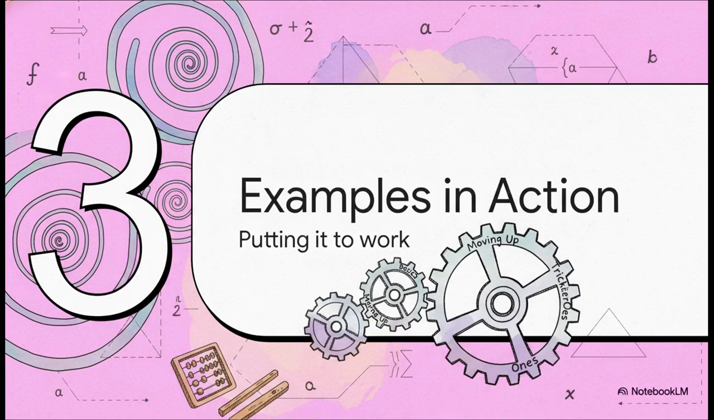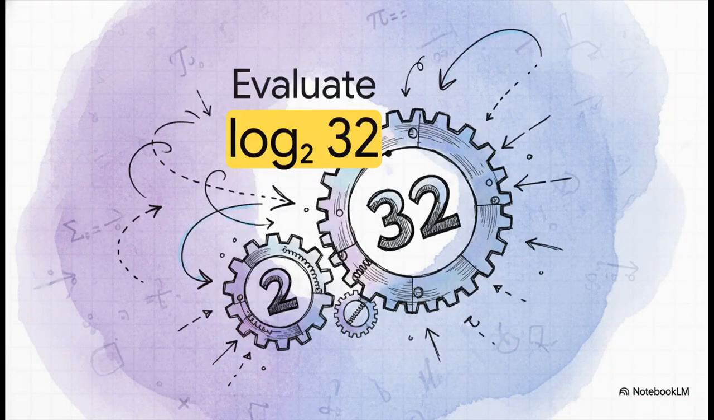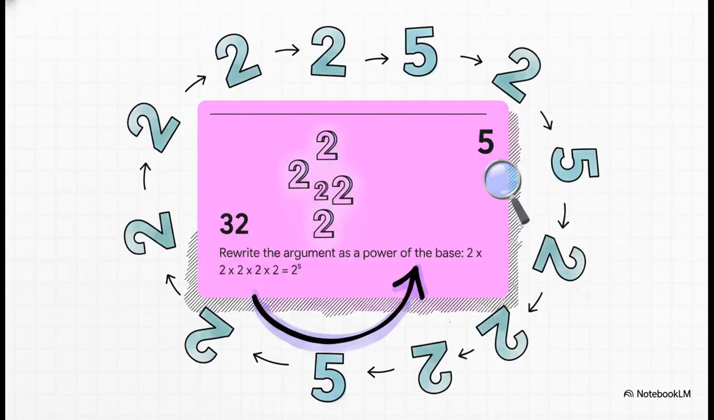Okay, theory is great and all, but let's actually see how this plays out in the real world. We're going to walk through 3 examples, starting with a basic one and then getting a little trickier. So let's go back to that original problem, log base 2 of 32. The base is 2, the argument is 32. Our only job here is to find the exponent that connects those two. And this right here is the key step. We just ask ourselves, 2 to what power equals 32?